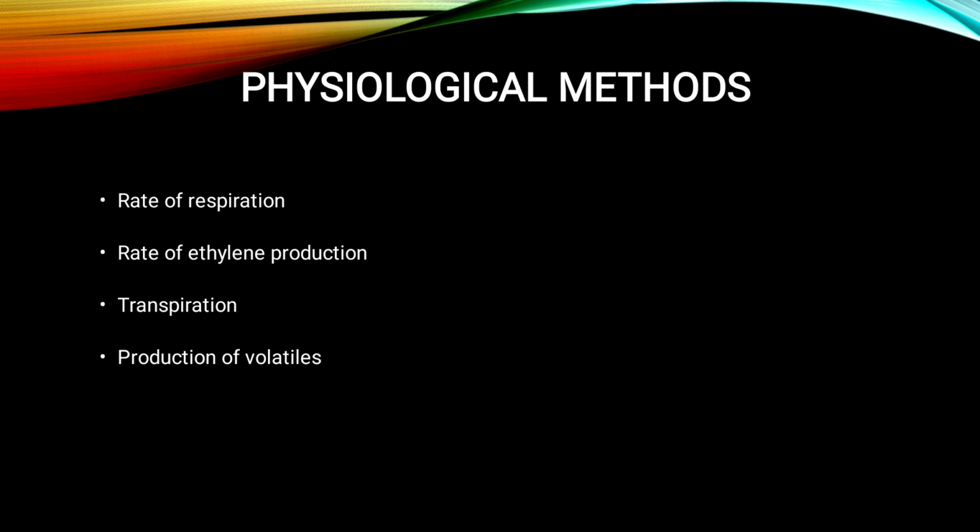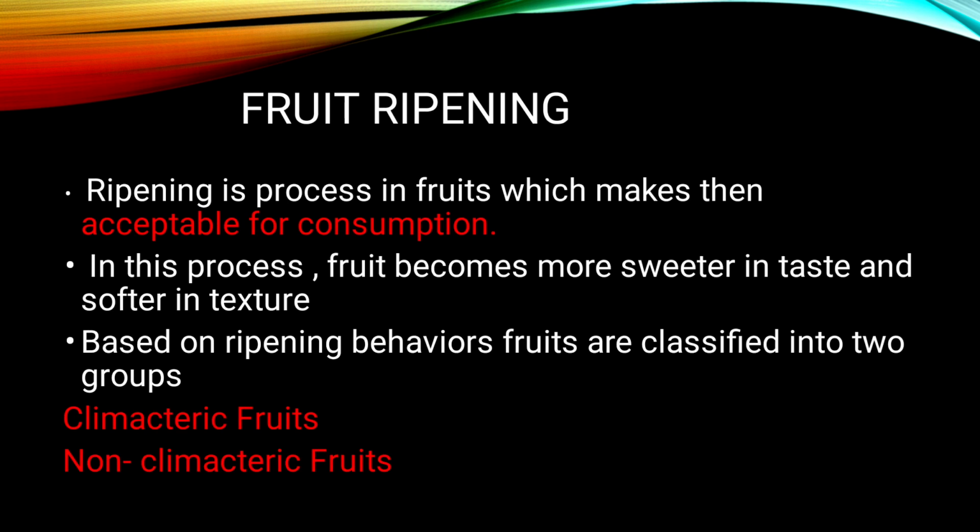So these are all different methods which are useful for assessing the maturity of the fruit. After that, the next stage of physiological development is the ripening of the fruit. So what is fruit ripening? Fruit ripening is the process in fruit which makes them acceptable for consumption. In this process, fruit becomes sweeter in taste and softer in texture. Based on the ripening behaviors, fruits are classified into two groups, that is climacteric fruit and non-climacteric fruit. Already we all know what climacteric and non-climacteric fruit are.